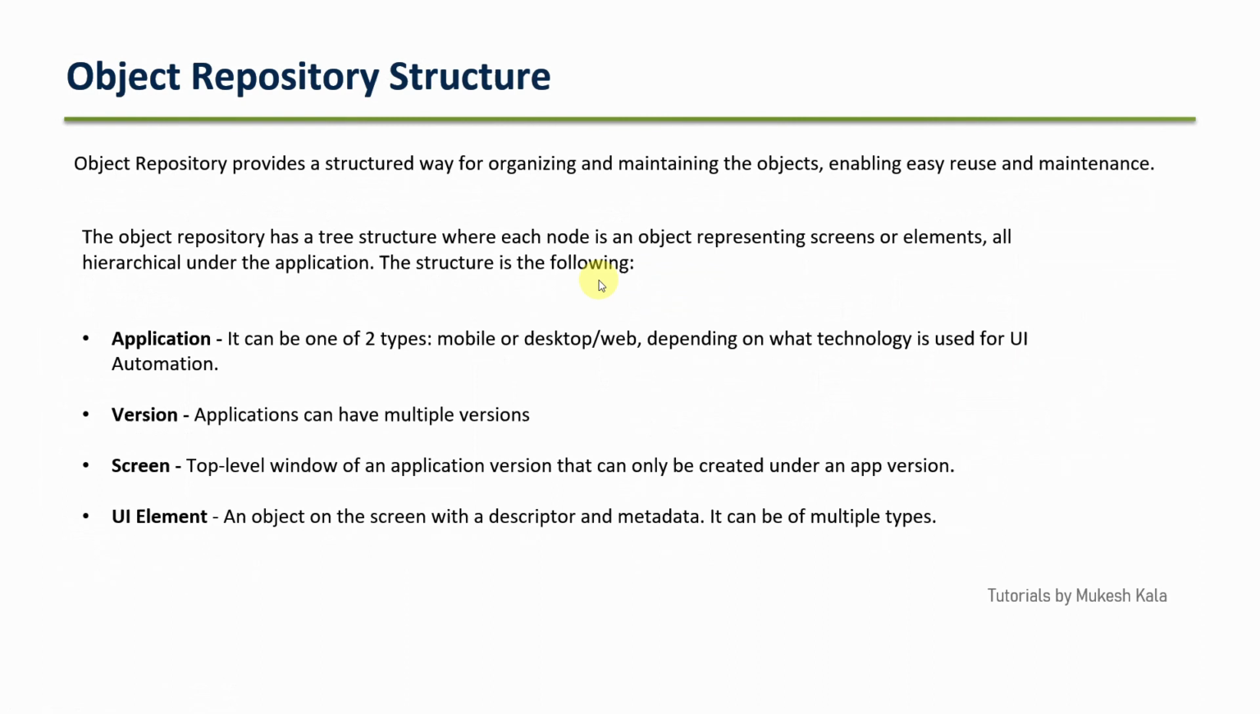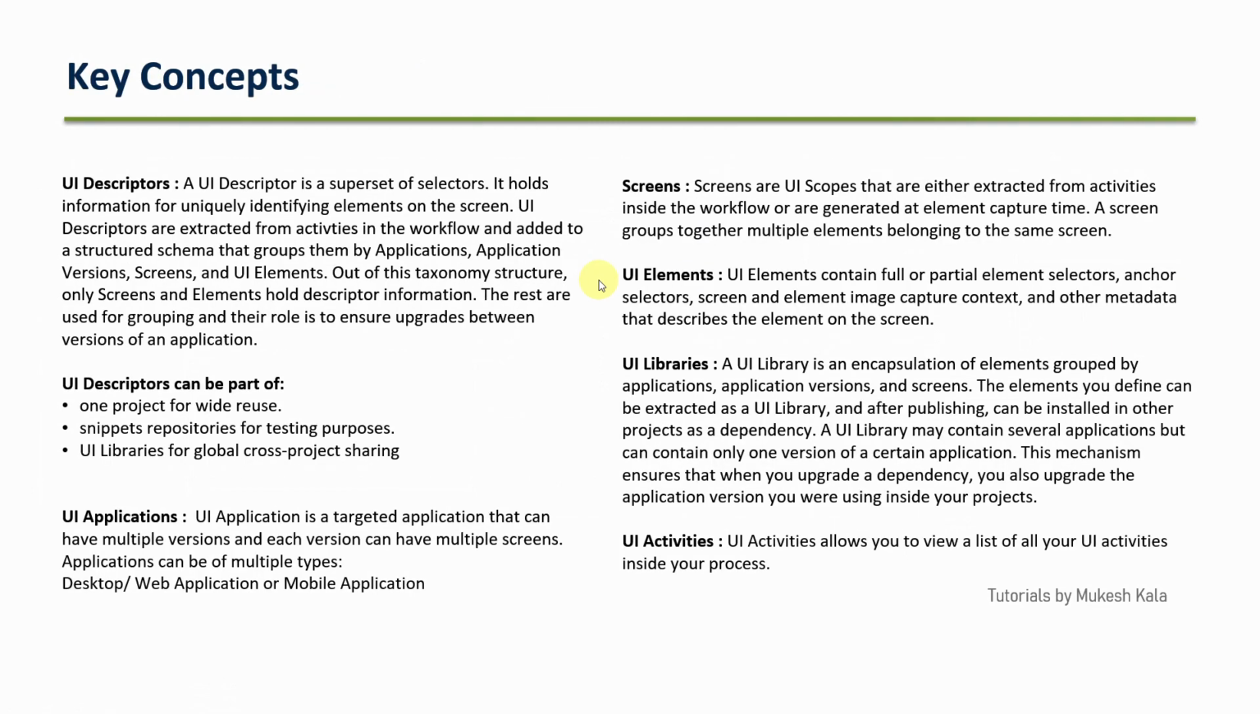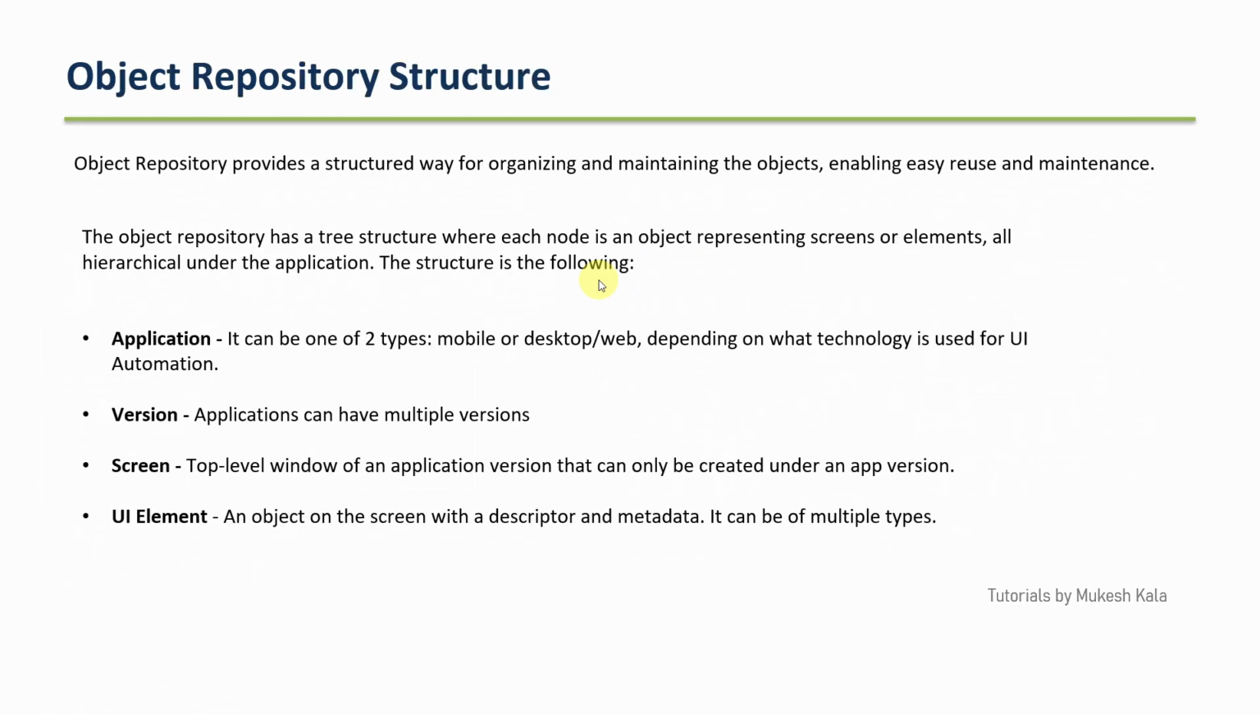Okay, now the second thing which you should remember is the structure. So we understand that there are 6-7 components or concepts which are available, but if I have to put them in a structure, which is at the top level, which comes after that, which is the parent, which is the child, you should remember the structure. Structure is very important in object repository because that is going to guide you as a developer on what I require from which application, which version and which screen. So what you see on the screen is the structure of an object repository.